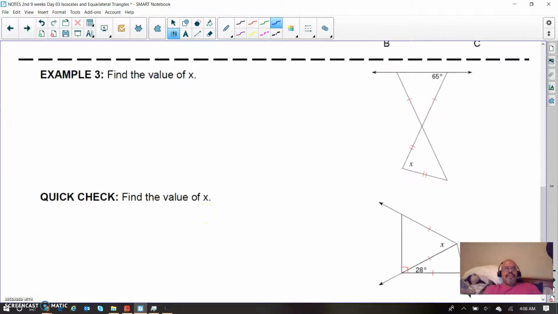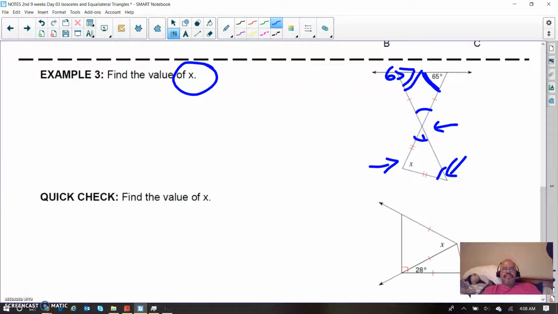Now in this one, it's a little bit more interesting. We're looking for x. X is the vertex angle, way over here. We know that this angle and this angle are congruent. We know that this one and this one are congruent, so this one's also 65. We need to find out what this vertex is, because that'll give us these other two angles, because they're both congruent. So that's a vertical angle right there. So we're going to find out what the mystery angle is.